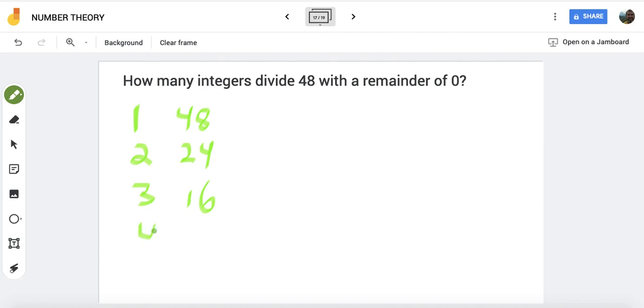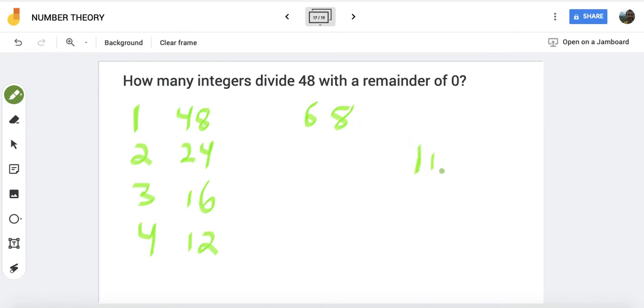4 goes into 48 12 times. 5 does not. 6 goes into 48. 6 times 8 is 48. 7 doesn't go in, and now when I get to 8, I already have the 8. So there are 1, 2, 3, 4, 5, 6, 7, 8, 9, 10 factors.